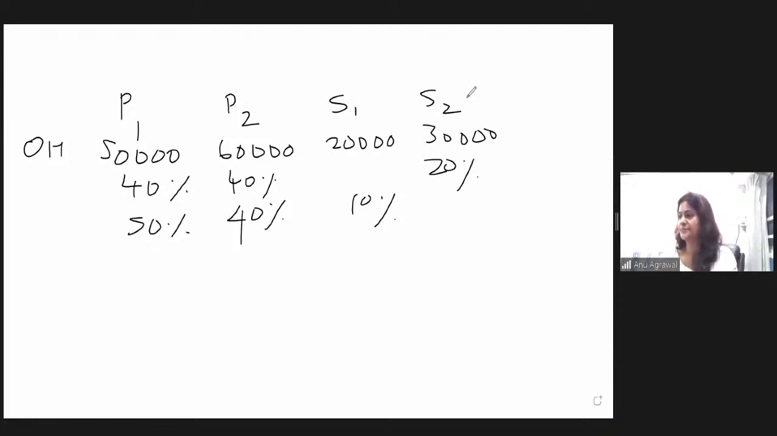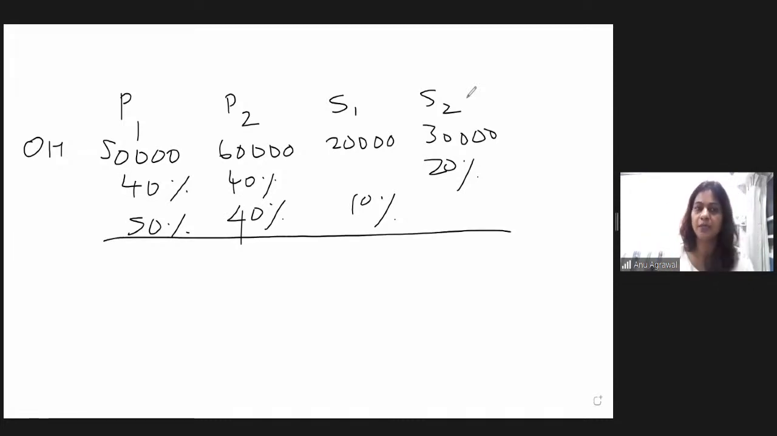Can you appreciate it? Now what is happening? S1 is rendering services to P1, P2, and S2. And S2 is rendering services to P1, P2, and S1. So they are both rendering services to each other. If I go like a layman, it's known as repeated distribution. Repeated distribution means just like any small child will do. It will first divide S1's expenditure, then S2's expenditure, then again S1, then again S2. Let's try doing it.